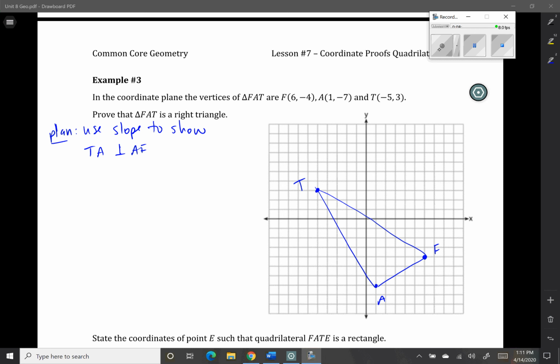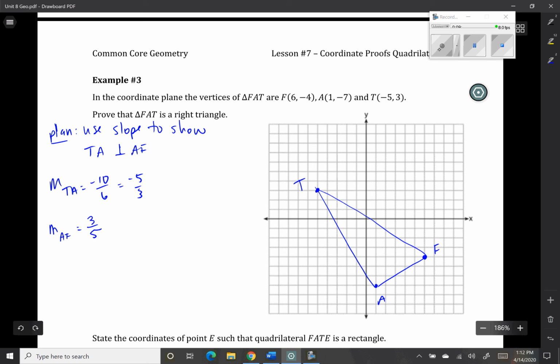My plan is to use slope to show that 2 of the sides are perpendicular to each other. So when I find the slope of TA, I'm going down, so it's going to be a negative slope. I'm going down 10, and then to the right 1, 2, 3, 4, 5, 6. So I'm going down 10 over 6, so that's going to be negative 5/3 when I reduce it. And if I find the slope of AF, I'm going to go up 3 to the right 5. So positive 3 over 5.